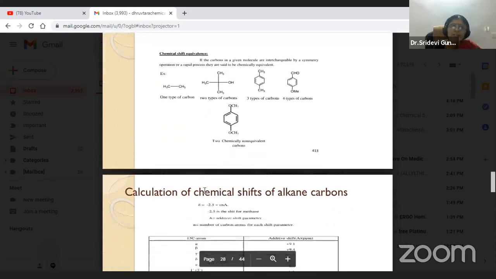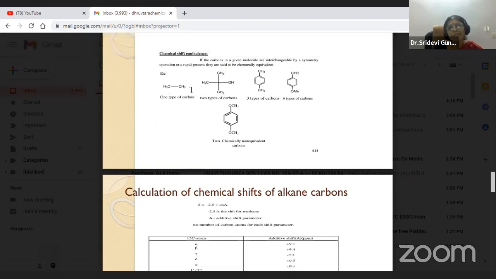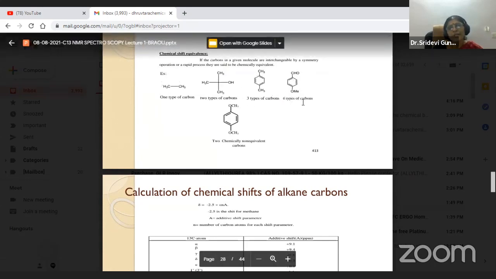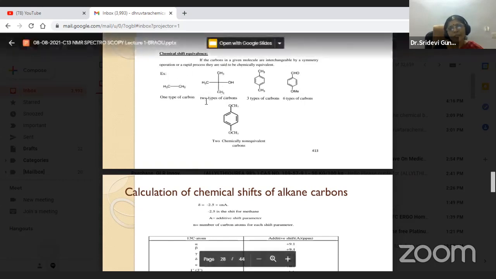Chemical shift equivalence. What is chemical shift equivalence? If the carbons in a given molecule are interchangeable by a symmetry operation or a rapid rotation, they are said to be chemically equivalent. So if they are interchangeable by symmetry operation or rapid process, for example ethane, the two carbons are the same. Here you see tertiary butanol: this is the primary carbon and the quaternary carbon, two types of carbons.